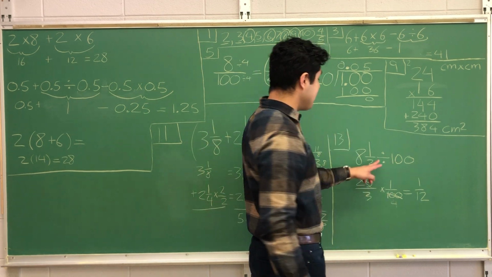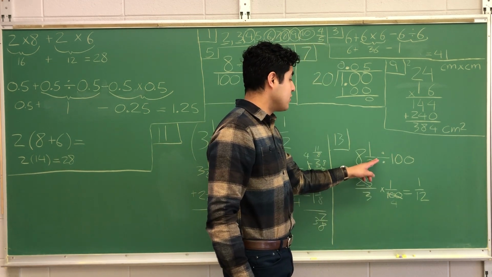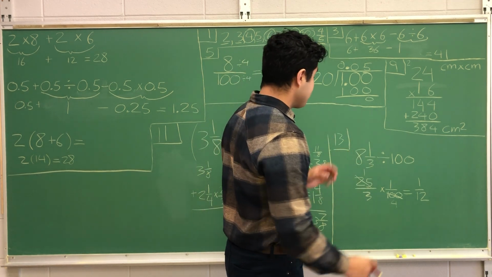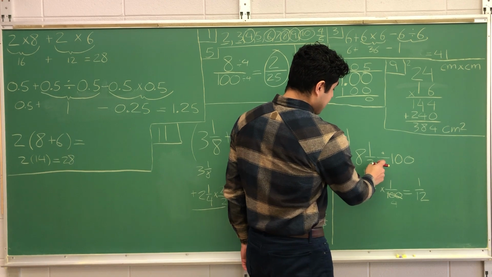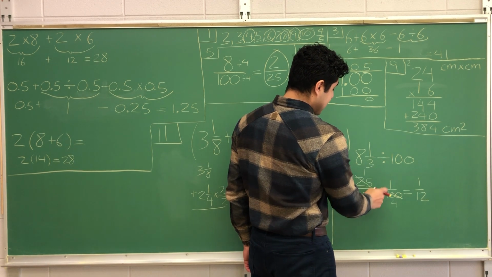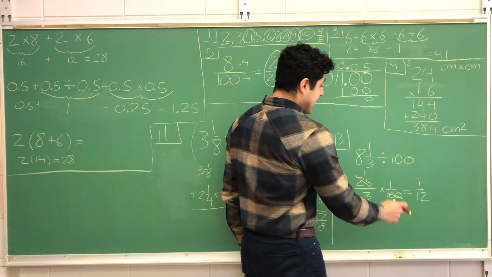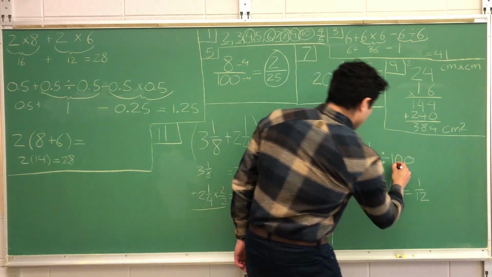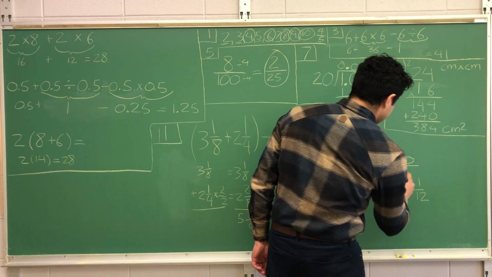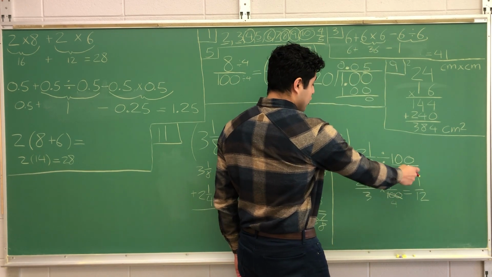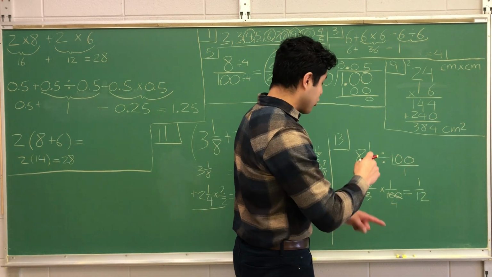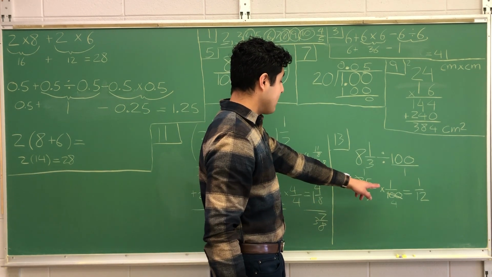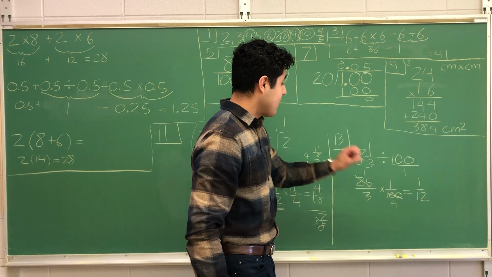Now, when dividing, I can't divide by 100, so I need to multiply by the reciprocal of 100, okay? So I went ahead and changed my operation from a division sign to a multiplication, and now I'm going to multiply it by its reciprocal, okay? 100, the whole number 100, as a fraction would be written 100 over 1. Its reciprocal is 1 over 100. So you can go ahead and multiply it there.